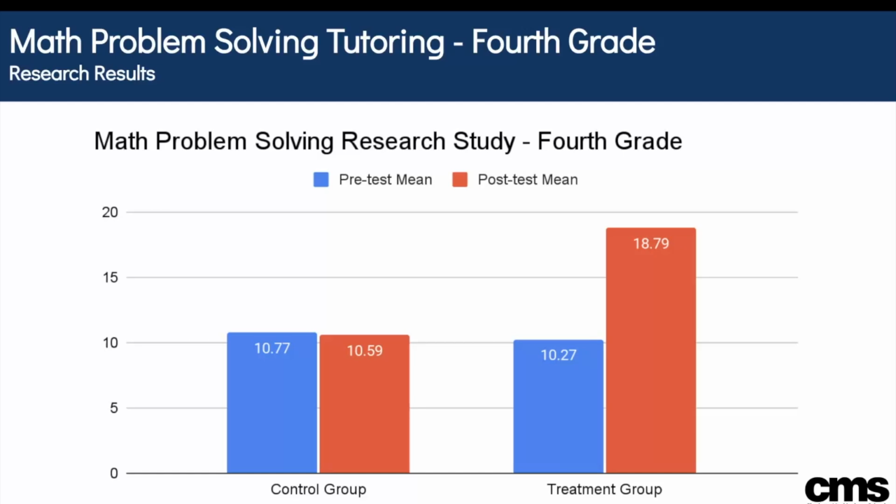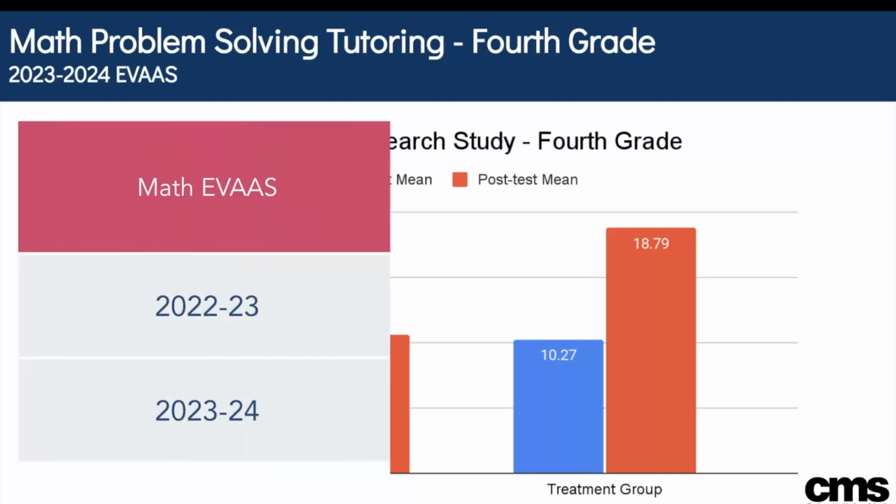Based on the UNCC research study, the mean score for the treatment group was higher on the post-test than on the pre-test, while the mean score for the control group did not change significantly. The difference in growth between the groups was found to be statistically significant, meaning that we can be confident that the results are not due to chance. This suggests that problem-solving intervention was more effective than the business-as-usual intervention for developing 4th grade students' word problem-solving skills.